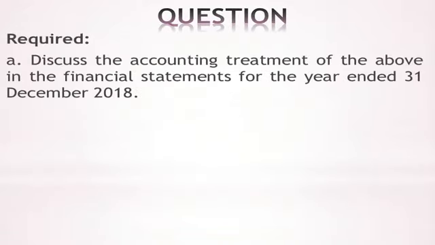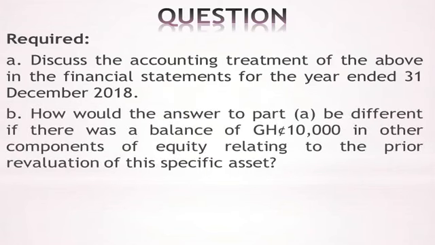Now let's look at the requirements. So required: A, we are expected to discuss the accounting treatment of the above in the financial statements for the year ended 31st December 2018. So basically we are going to account for it using the impairment rules over here. Then B, how would the answer to part A be different if there is a balance of 10,000 in other components of equity relating to prior revaluation of this specific asset? So yes, we have to add some explanations to the answer.